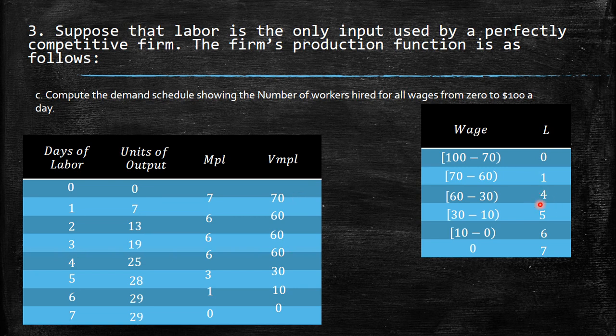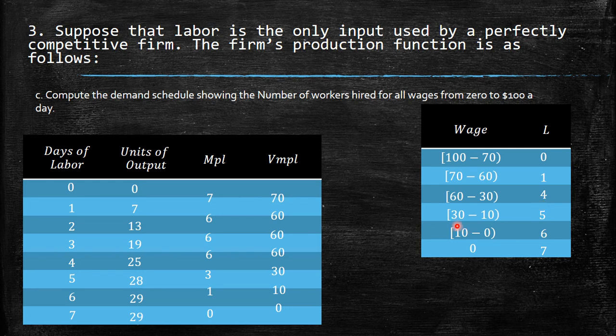Remember, this is like the marginal revenue is exactly equal to the marginal cost. Here the marginal revenue is the value of the marginal product of labor, and the marginal cost is the wage, which is constant. If I hire one, I need to pay the same value. If I hire 10 guys, I need to pay exactly the same.